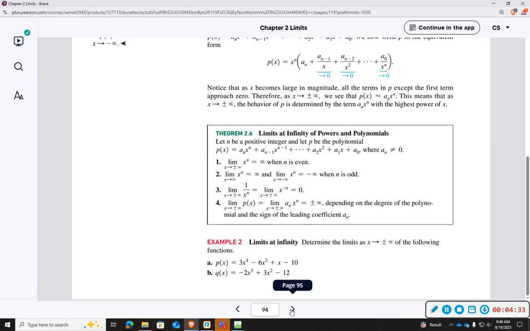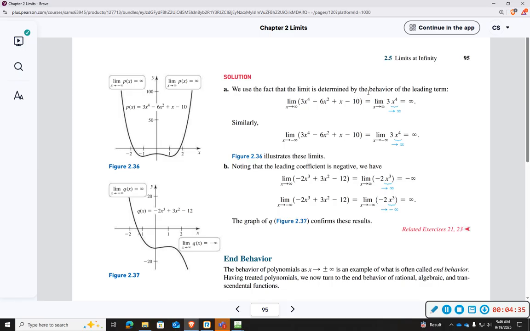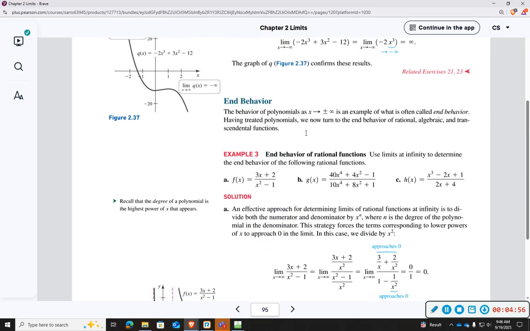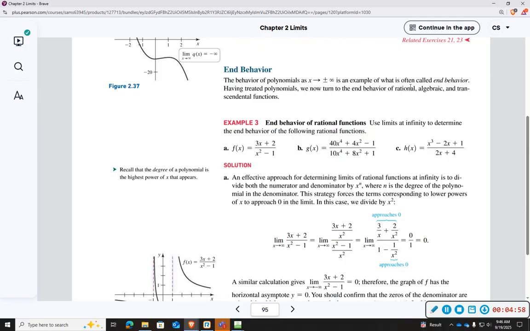And then you've got some examples that show you and walk you through what's going on. Again, thinking about as x gets really big, they ignore all the other terms because this is the biggest one, and so this one is going to have the most pull. This one is going to affect the graph the most, and so you focus on the largest exponent or the largest degree. We review end behavior. This is something you might have seen in algebra.